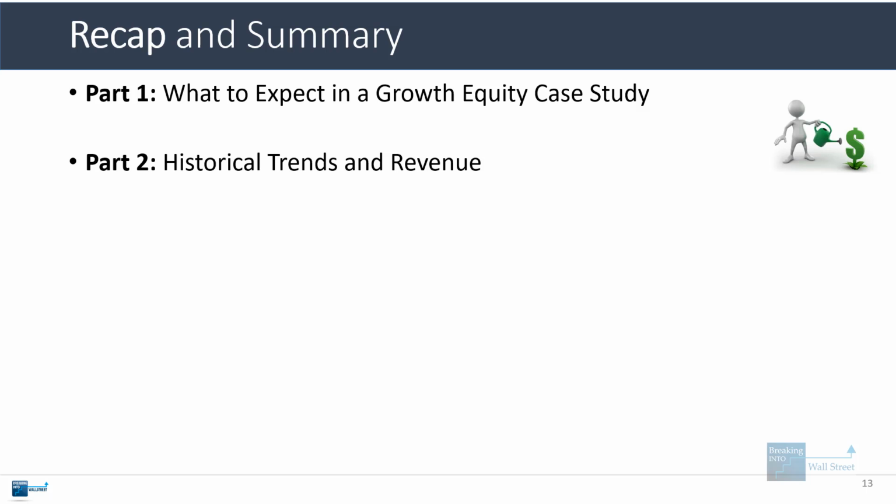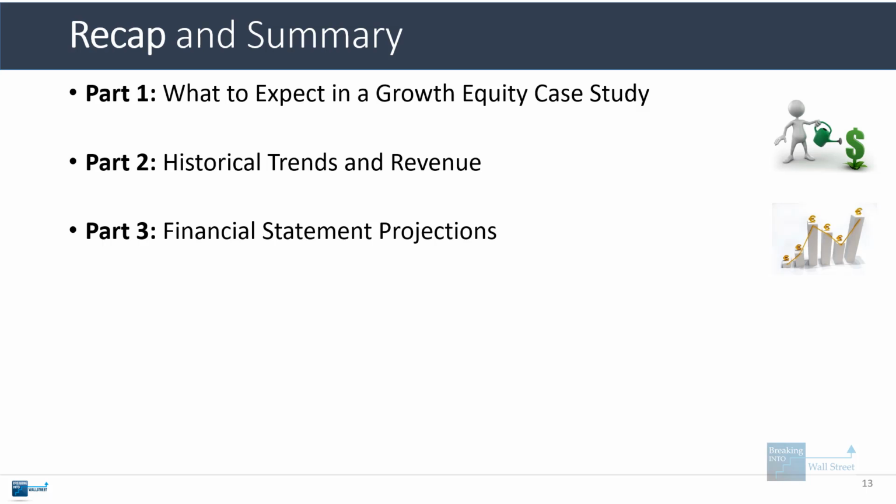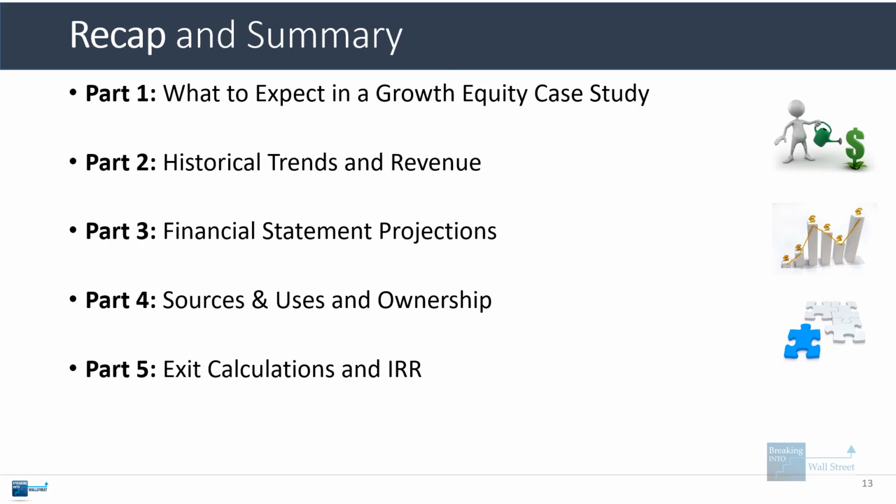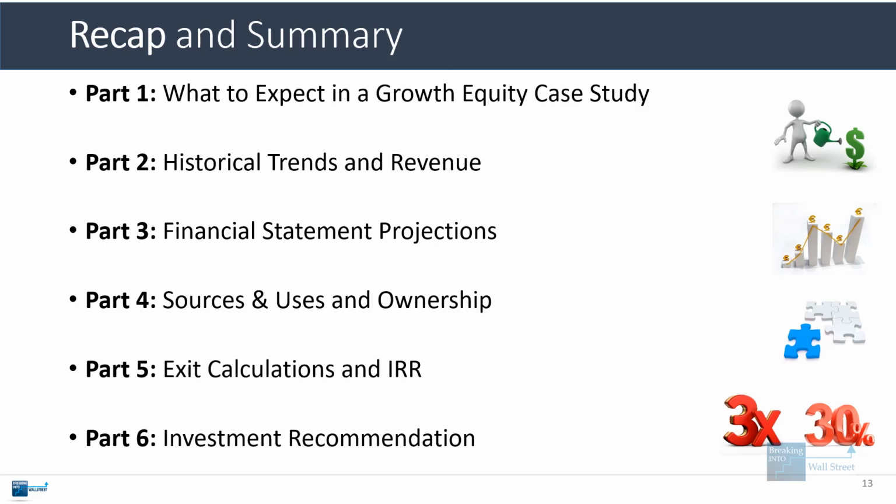You normally start with the historical trends and the revenue forecast, as we did here. You often have to extract that from customer data. Then you project the income statement, balance sheet, and cash flow statement. Then you go into the sources and uses and ownership. And this is where some of the growth equity specific details come up. And then you make the exit calculations and estimate the IRR and cash on cash multiple. And then you make your investment recommendation. And you're usually looking to target specific returns in the different cases. And that's what we did here.